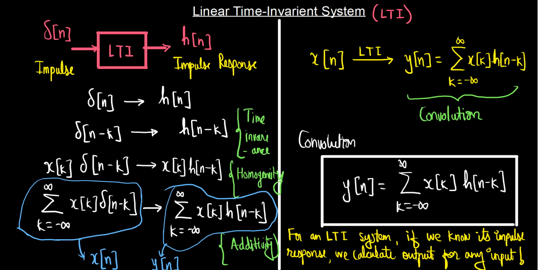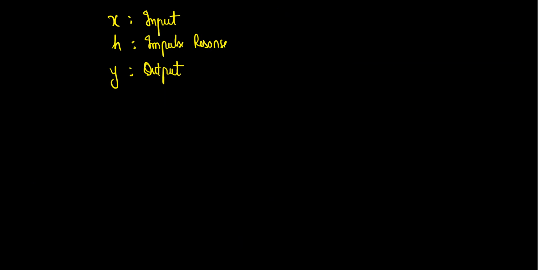And if you observe this equation, we see that it is a relationship between the input as well as the impulse response. Now what is happening here? Let's analyze this equation. Let me write this equation once again, and this is the most important equation: y of n, that is, summation k running from minus infinity to infinity, x of k, h of n minus k.